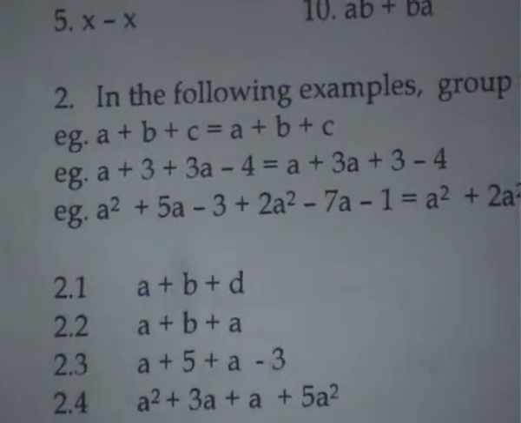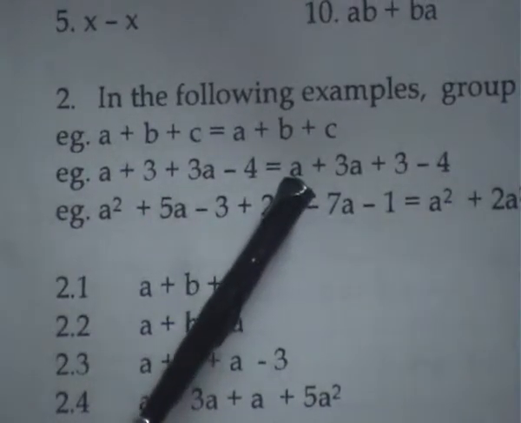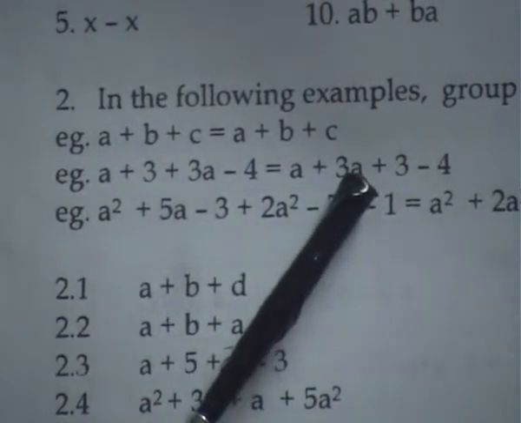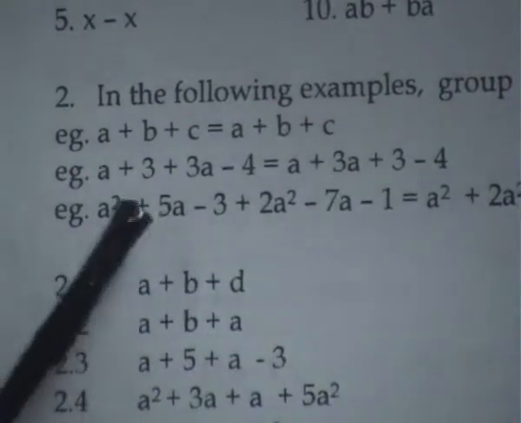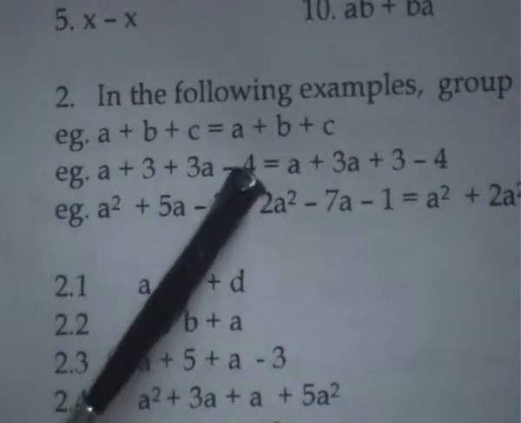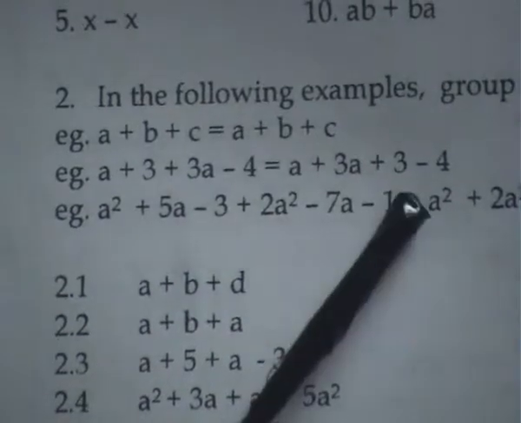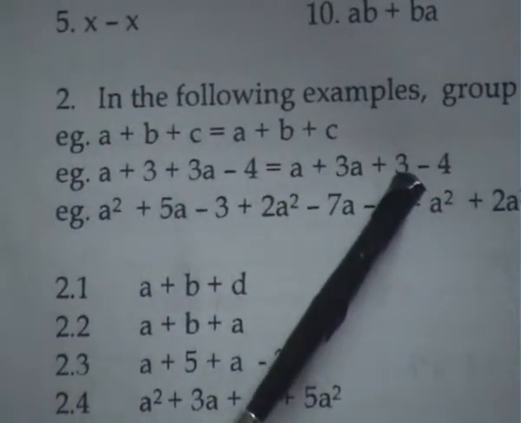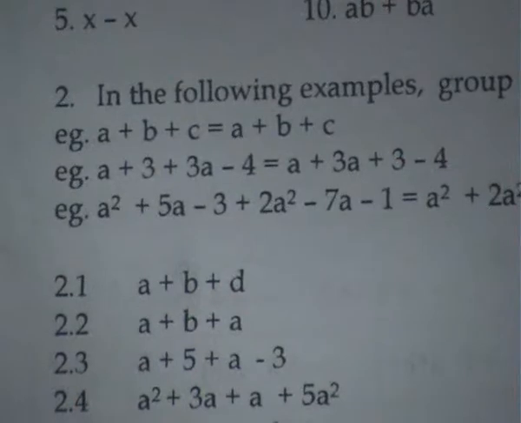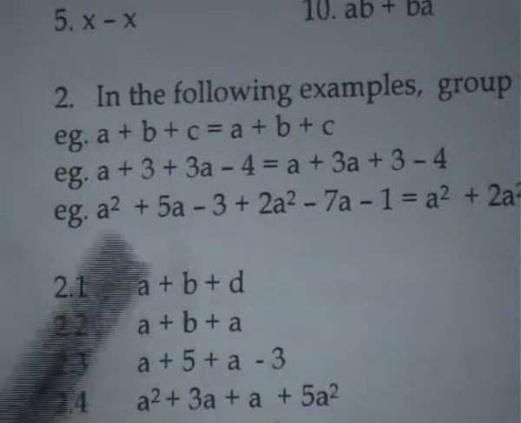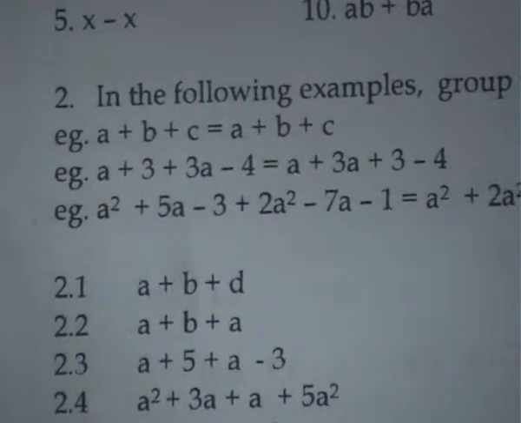So we write them together. So you see here, we've written A plus 3A together. Then we've written 3 and minus 4 together. And then we can now get the final answer. We have grouped them, right? So, group them if possible and add them if possible.